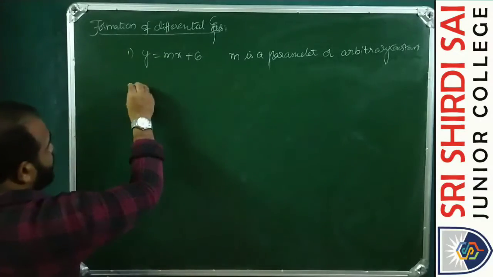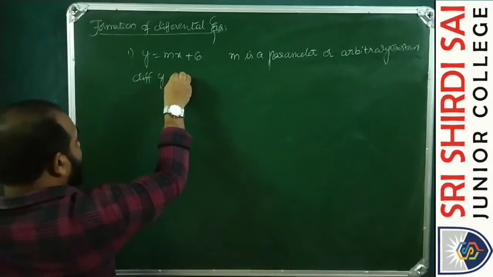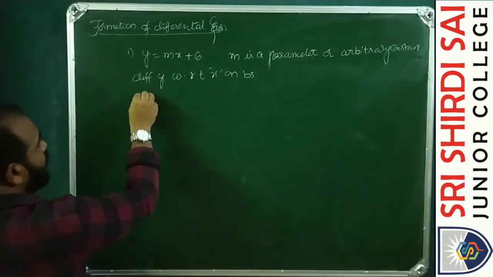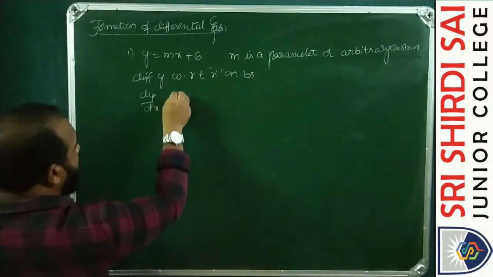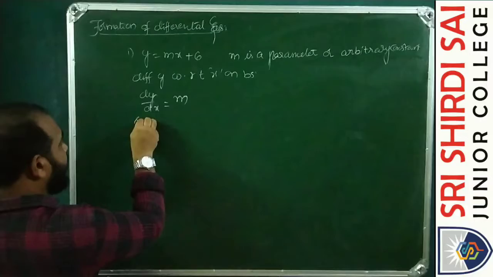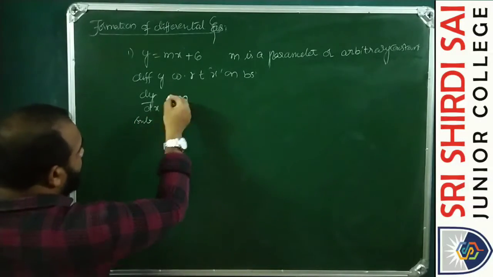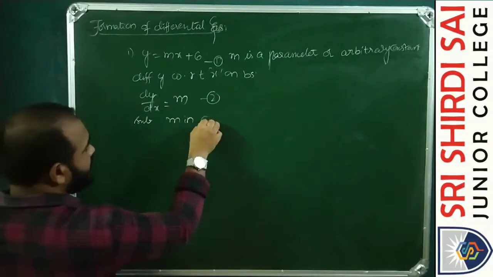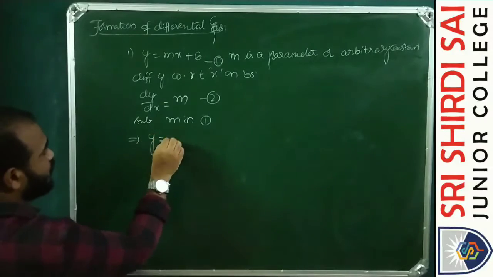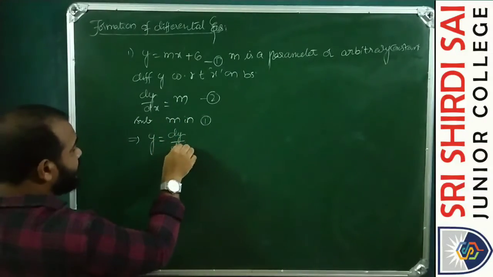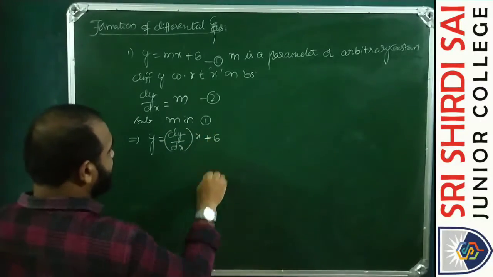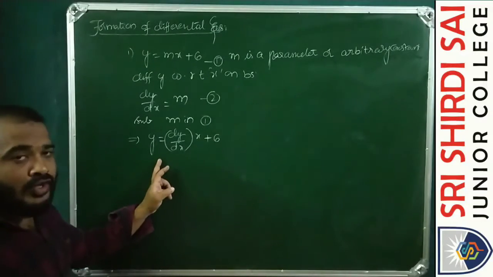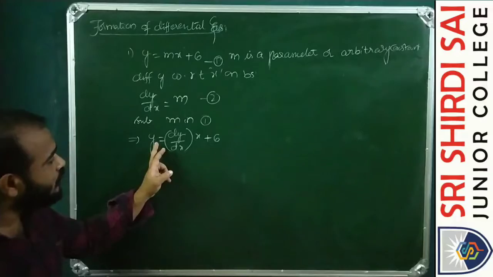So differentiating y with respect to x on both sides. So dy by dx equals m. Substituting m in the first equation, then we will get y equals, what is m? dy by dx into x plus 6. Therefore, this is the family of all straight lines having slope m.